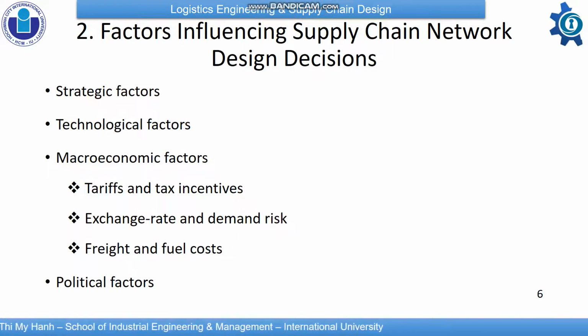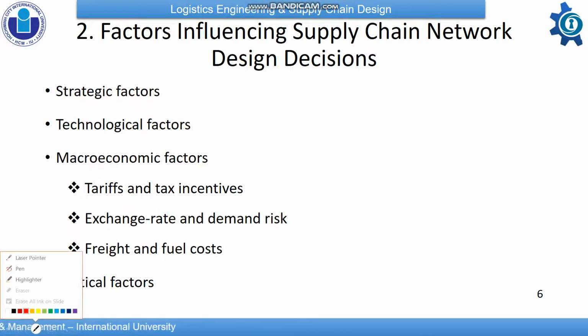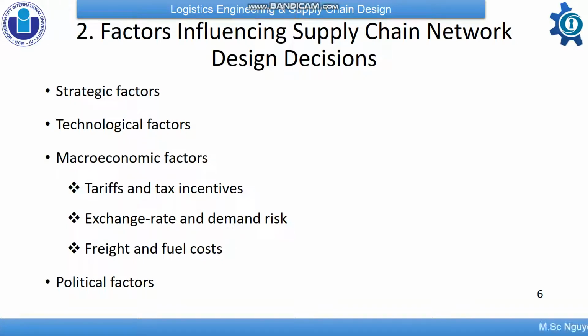How about tax incentives? Tax incentives is the policy of reduction in tariff or tax that countries, states or cities provide to encourage firms to locate their facilities in a specific area.